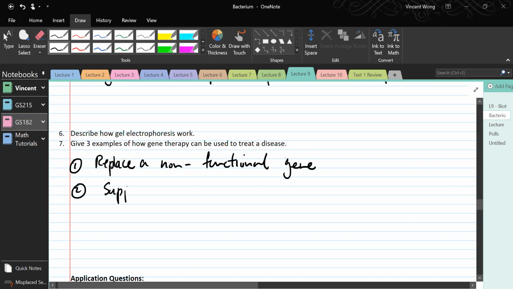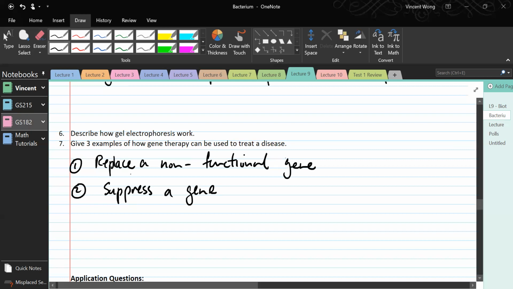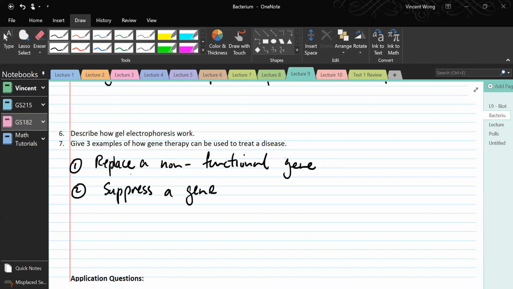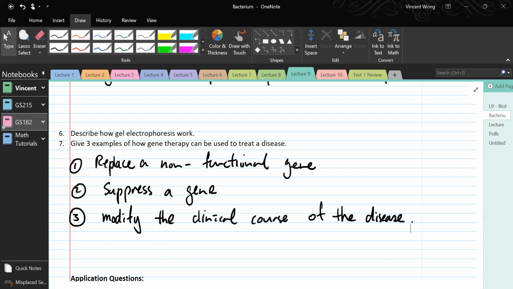Number 2, we can suppress a gene. If a gene is overly active, promoting growth of a cancer cell, for example, then suppressing it would be beneficial. Now, you should understand that gene therapy is not likely going to be able to reverse some of the damage that's already done, but it can stop the progression of the disease, right? Number 3, we can also modify the clinical outcome, right? And that's what I meant when I say you cannot reverse the disease, but you can alter how the disease is going to progress. All right.